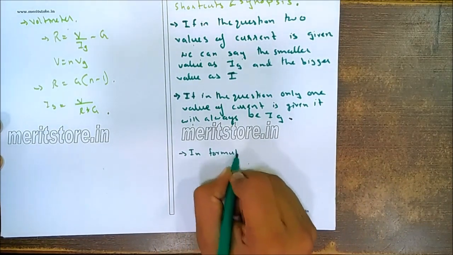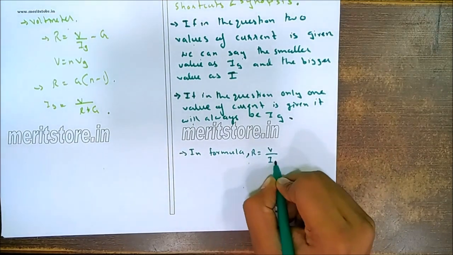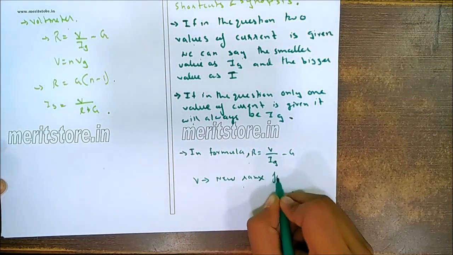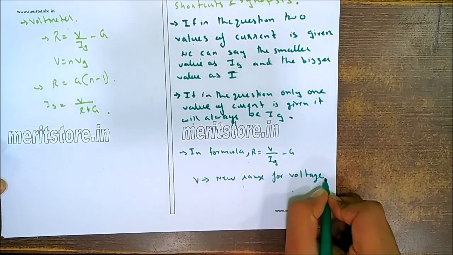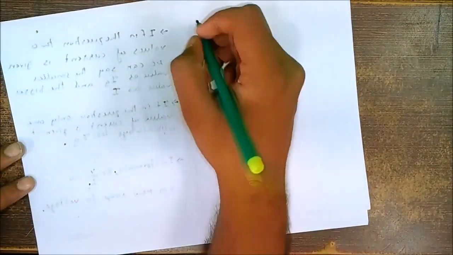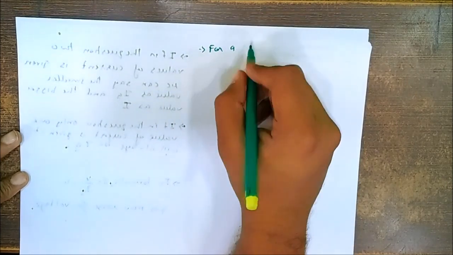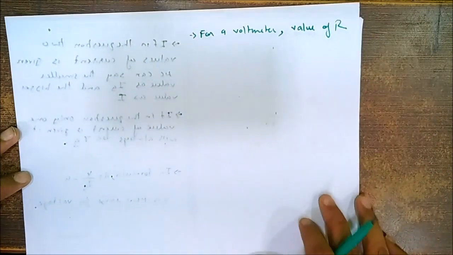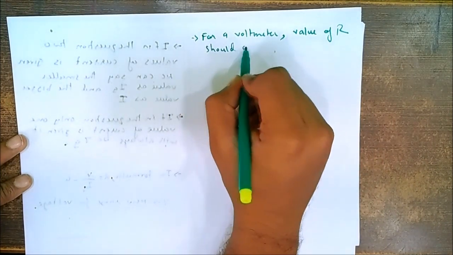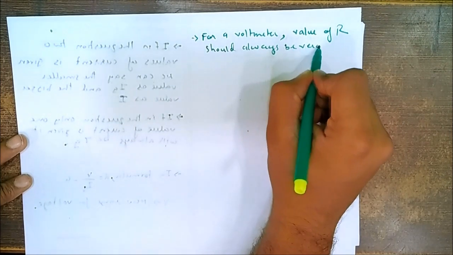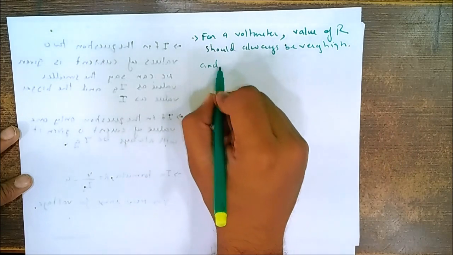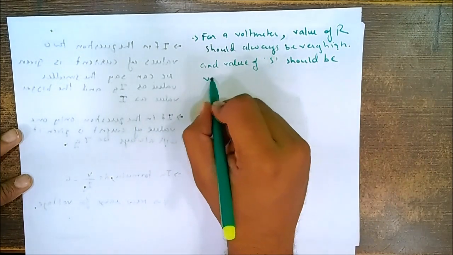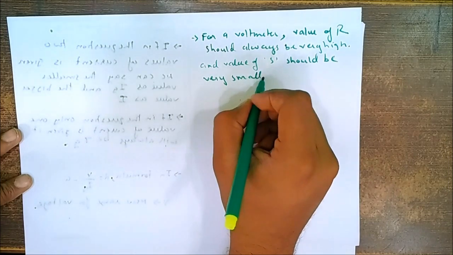Now we have a formula stating that R is equal to V upon Ig minus G. Here V is the new range of voltage that is required. For a voltmeter, the value of R should always be very high, and the value of S should be very small. Alright.